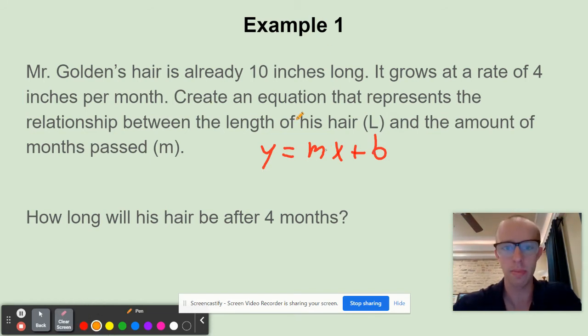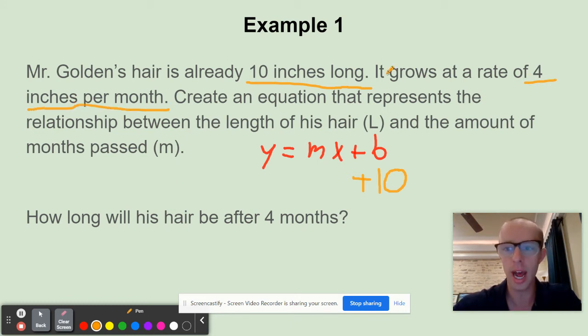And so my first step is to determine where do I begin? Mr. Golden's hair is already 10 inches long. Well, I begin with positive 10. That's where my hair length begins, at least in this story. And it grows at a rate of 4 inches per month.